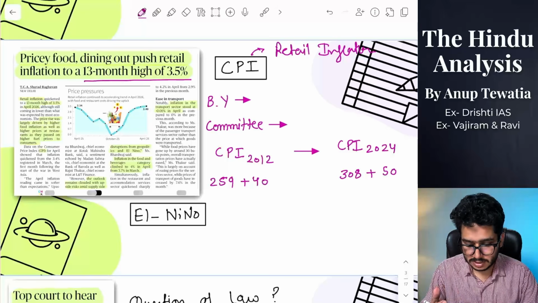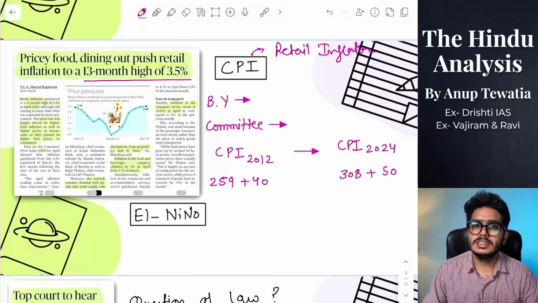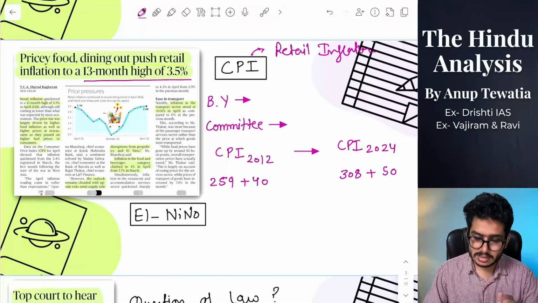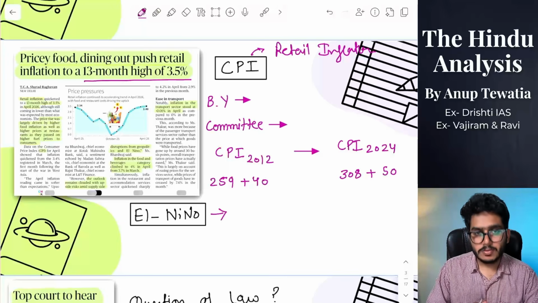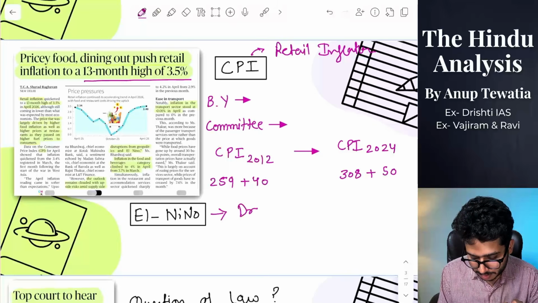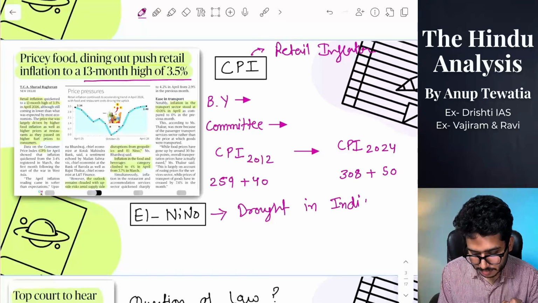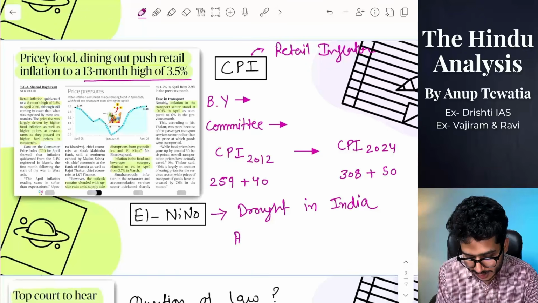Also, there are predictions that retail inflation will only increase, primarily because of two reasons. The first one is the West Asian crisis, where Iran is involved in a war with the US and Israel. The second one is El Nino. El Nino basically means, for your understanding, that whenever there is an El Nino, there will be drought in the Indian subcontinent, right?